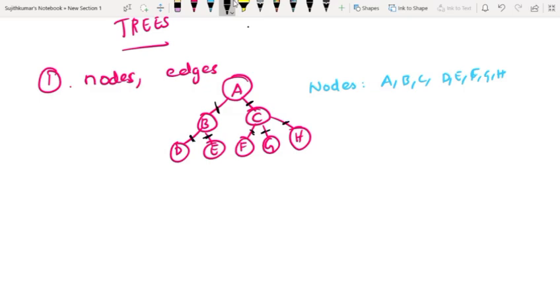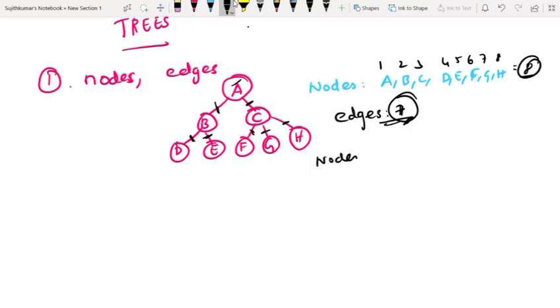Okay. So how many edges do I have? 1, 2, 3, 4, 5, 6, 7. I have 7 edges here. And there is a relation. How many nodes are there? 1, 2, 3, 4, 5, 6, 7, 8. So I have 8 nodes and 7 edges.